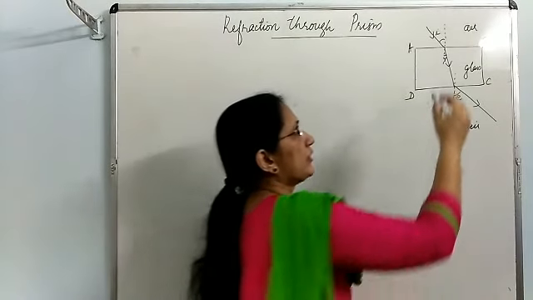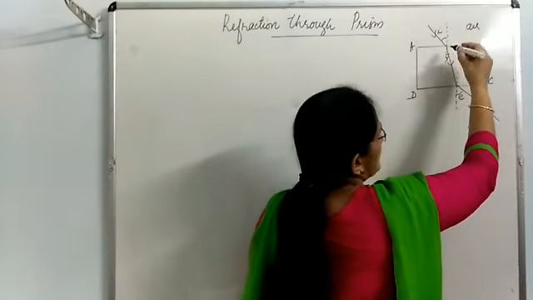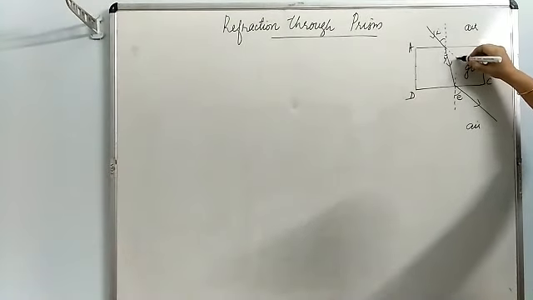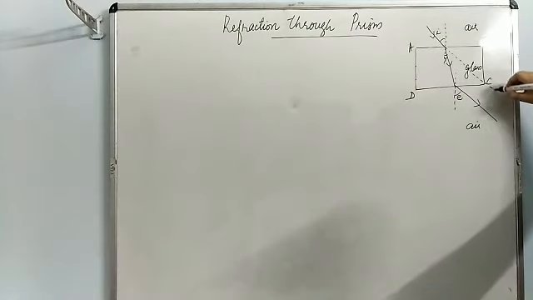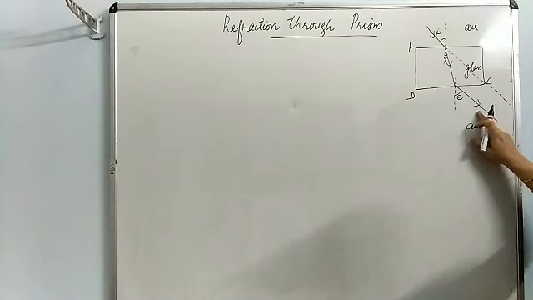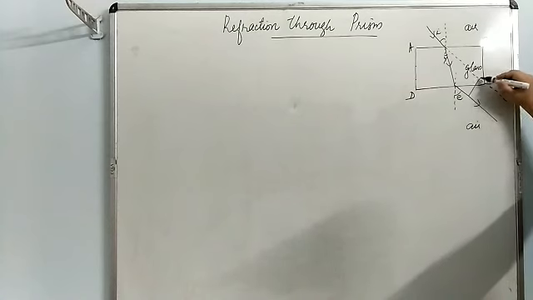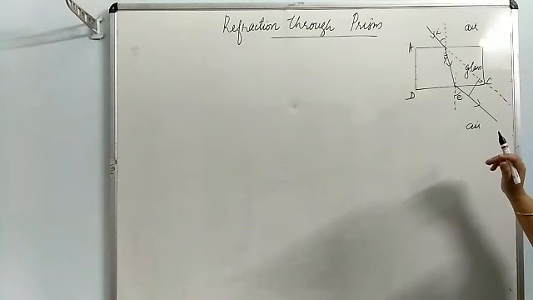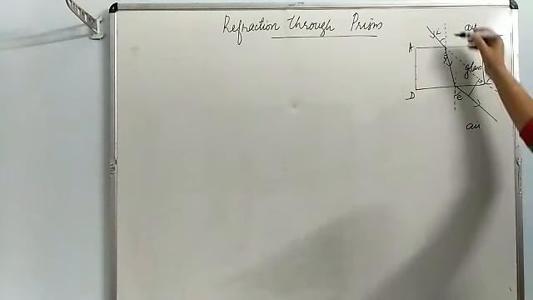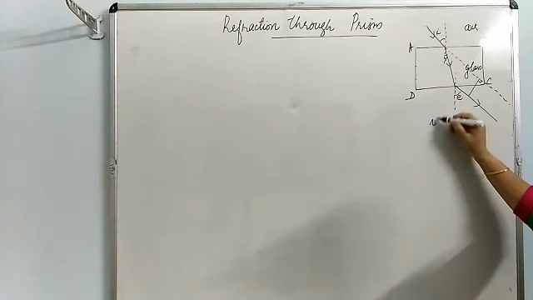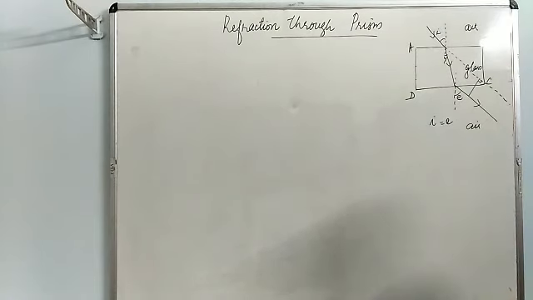Then if you extend this incident ray straight forward with a dotted line, it goes parallel with the emergent ray, and this perpendicular distance we call lateral displacement. Another important point here: angle of incidence and angle of emergence are always equal.